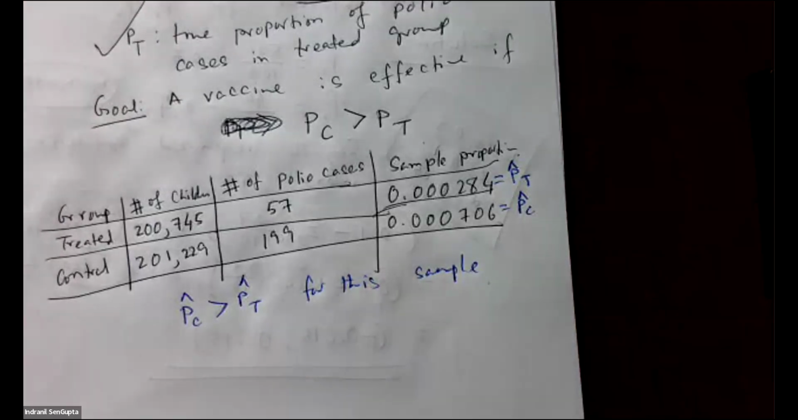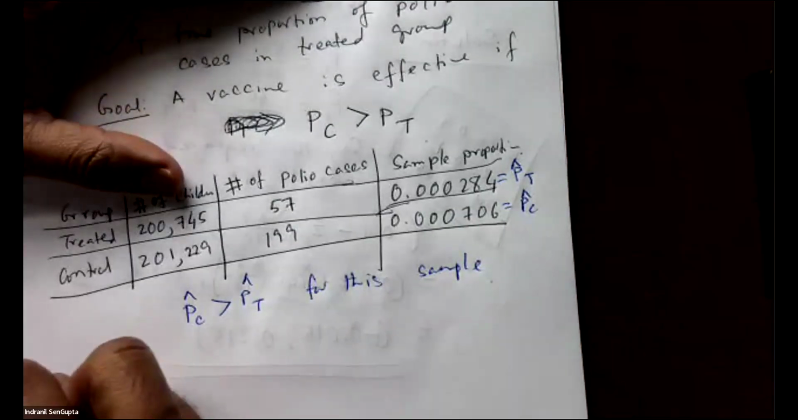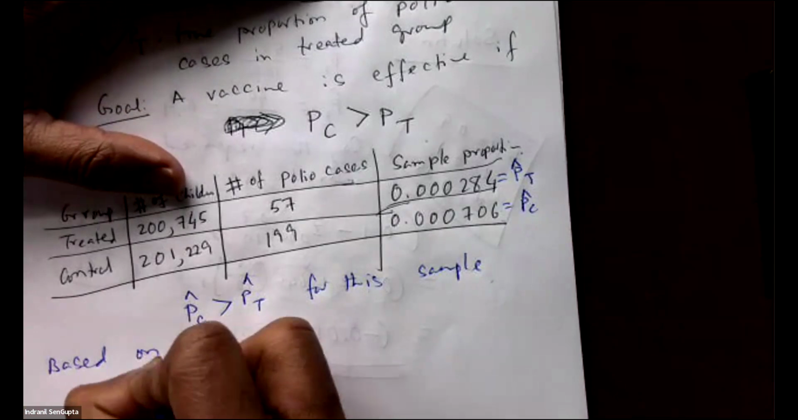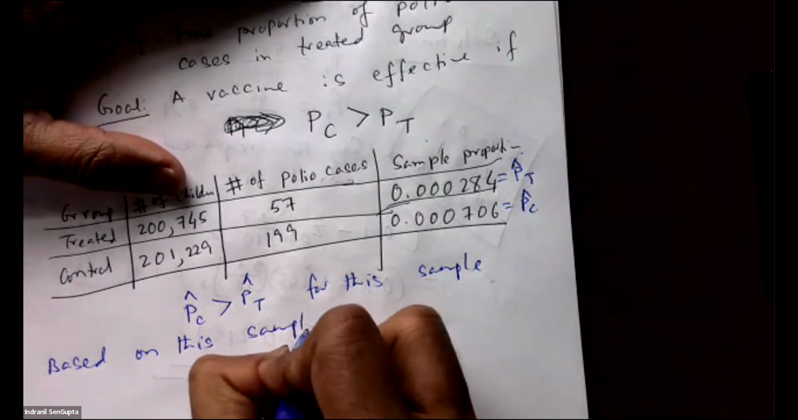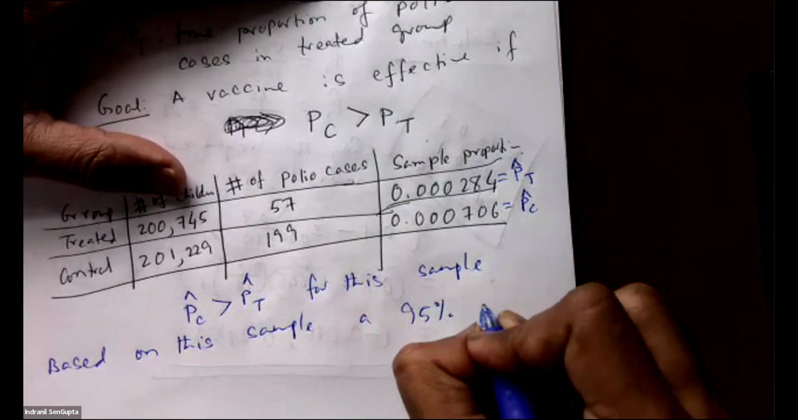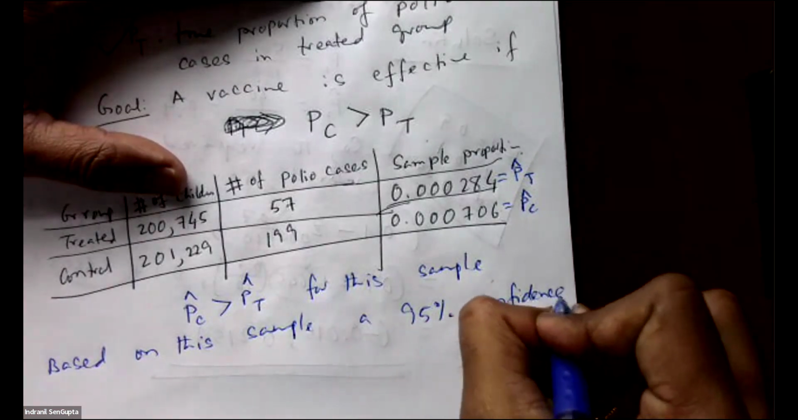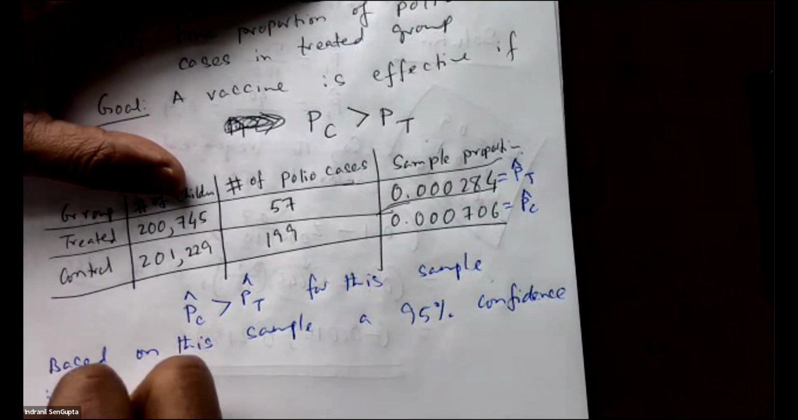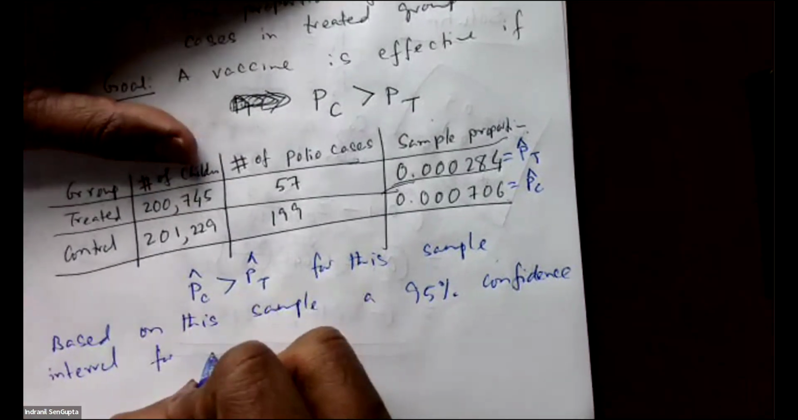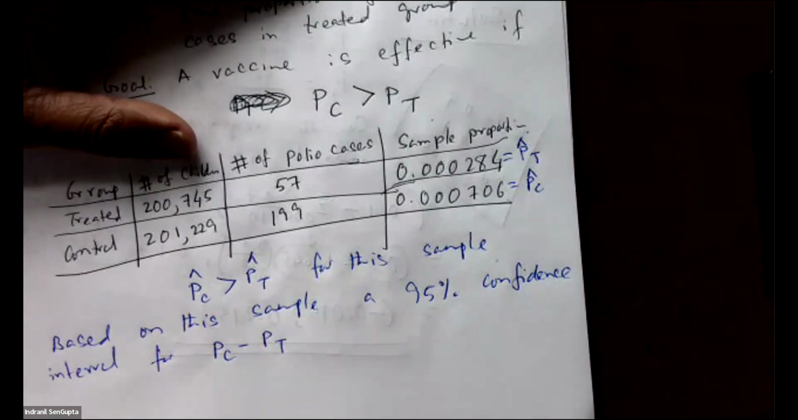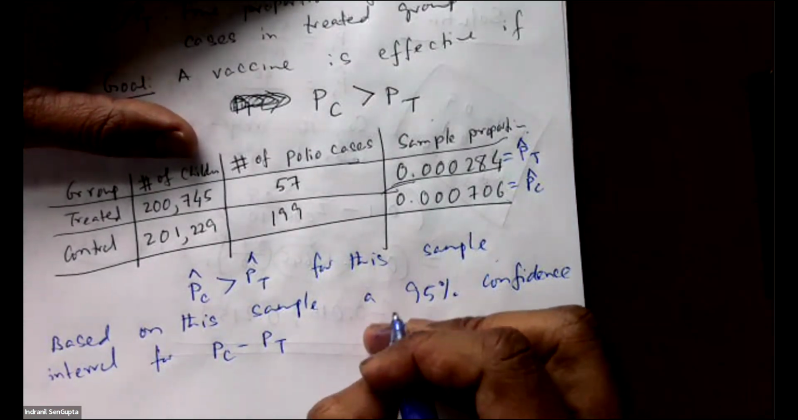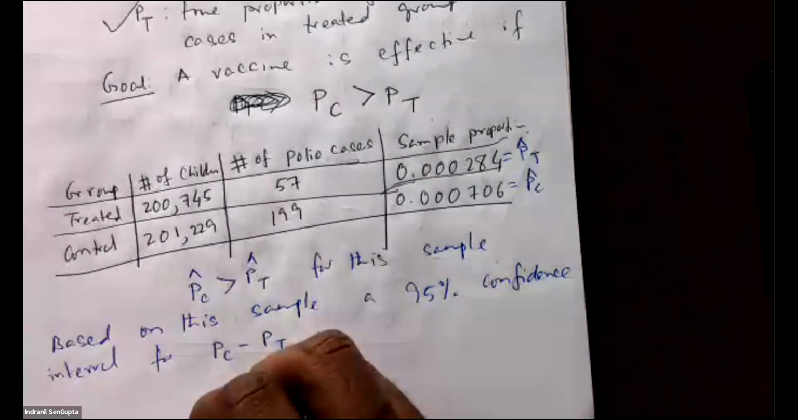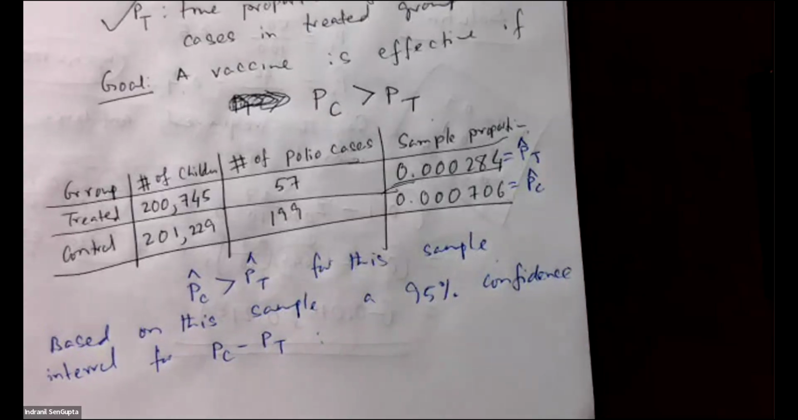Now this is just a sample. So will that really work? And there comes the statistical confidence interval. Okay. So based on this sample, a 95% confidence interval for the actual PC minus PT, the difference of two proportions, can be obtained. And how do you obtain this? This is exactly what we have been discussing so far.